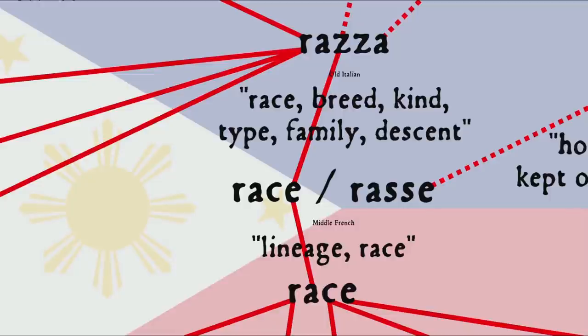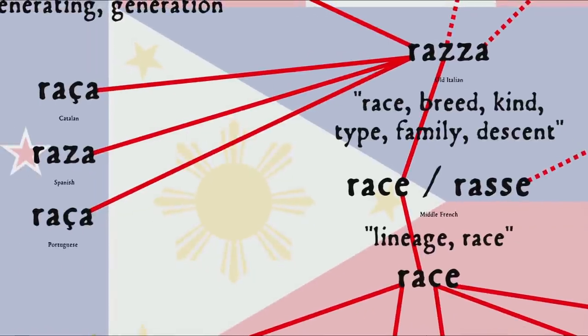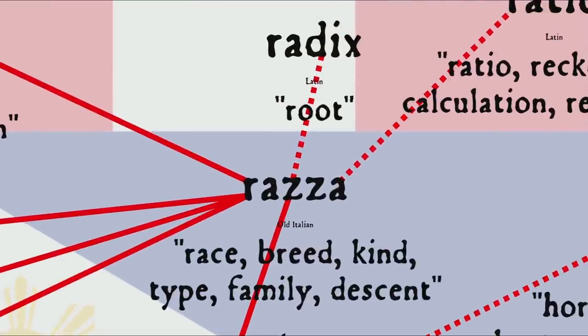It comes into English from Middle French ras or rasse, lineage, race, from Old Italian razza, race, breed, kind, type, family, descent. That much seems fairly clear, and given that there are cognates in other Romance languages, such as Catalan raça, Spanish raza, and Portuguese raça, etymologists have looked for a Latin root. Latin radix, root, though tempting, has been rejected, though it's plausible that it may have at least influenced the sense of tribe, nation.